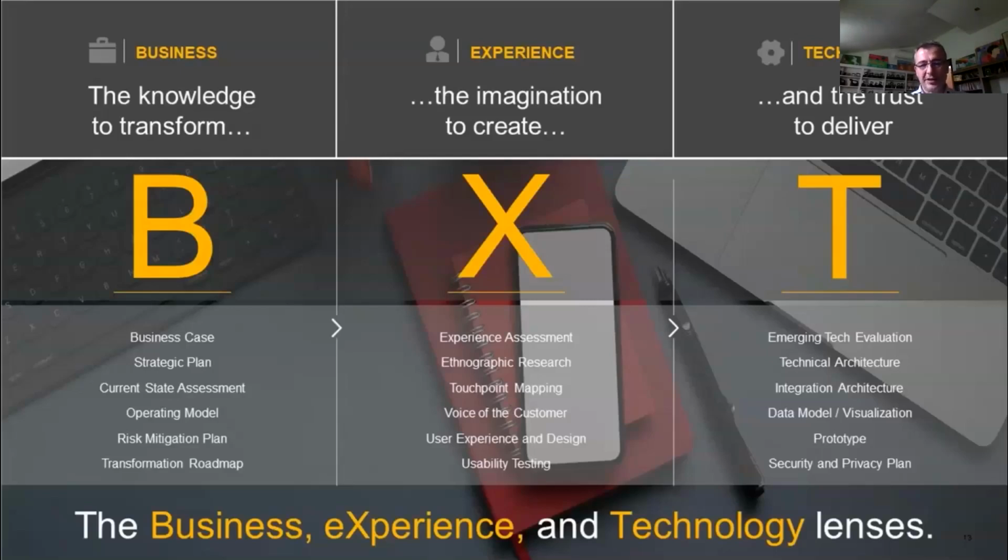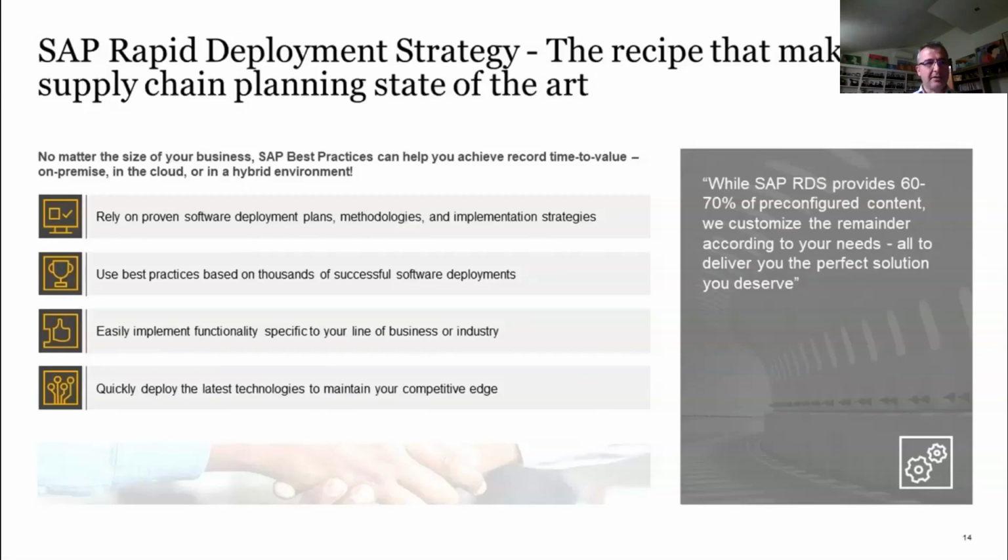And finally, we bring in the technology lens, which helps evaluate the best solution, the best design, and the data model. We do a prototype. We take into account all elements related to security and so forth. Those things together we call the BXT methodology, and we know that this works very well in engagements. Finally, and then I will give the word to my colleague, we bring in a best practice, which in the SAP world is called Rapid Development Technology. This is important for you because we come with already developed plans, methodologies, and implementation strategies.